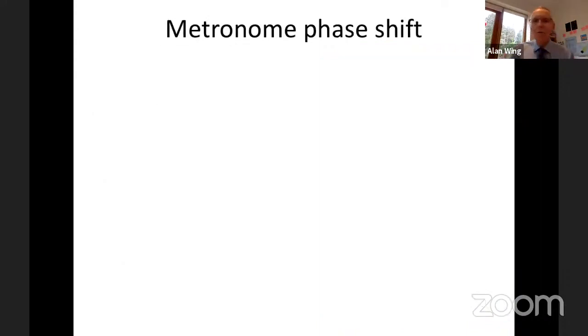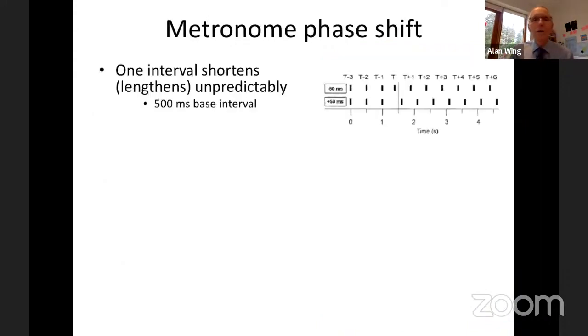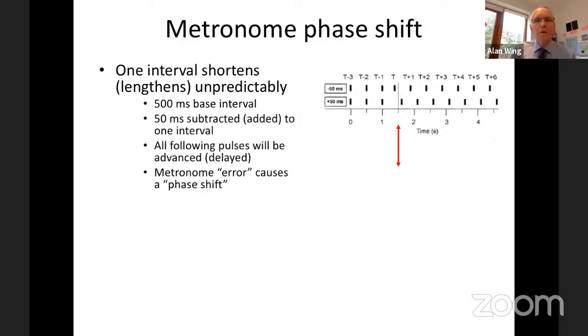This is a study where we looked at metronomes that were producing unpredictable phase shifts. So somewhere in the sequence, here lined up on time t, the 500 millisecond intervals suddenly switched either by one interval which was a bit shorter or one interval that was a bit longer by 50 milliseconds. And then the interval was again 500 milliseconds. And what this does is phase shifts all the subsequent pulses being produced by the metronome with respect to the pre-phase shift events. And so it's 50 milliseconds added or 50 milliseconds subtracted.